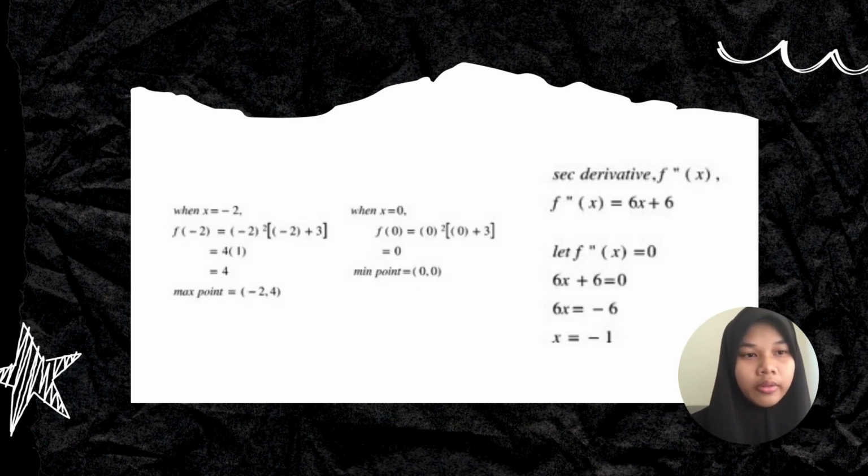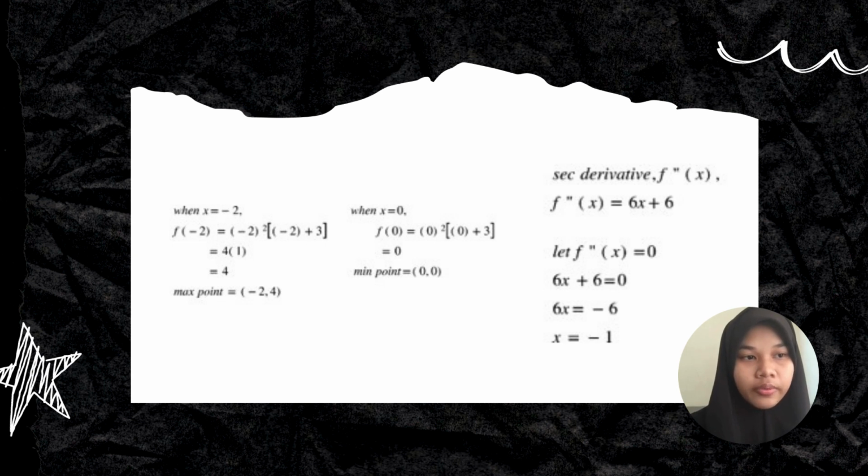The next step is to find the extremum points. How are we going to do it? We need to substitute the critical values into the original function. For x equal to -2, we will get 4, which means the maximum point is (-2, 4). For x equal to 0, the outcome will be 0, and the minimum point is (0, 0).